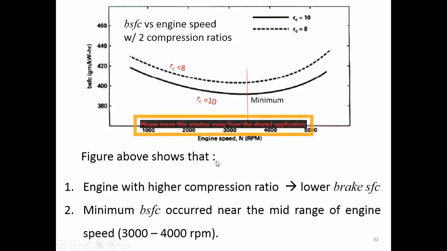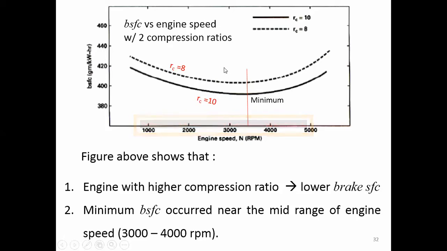Now, if I make a plot of the BSFC, the brake specific fuel consumption, against the engine speed for different compression ratios, for example, in here we have the compression ratio equal to 10 and compression ratio equal to 8, you see the change of your brake specific fuel consumption throughout the range of your engine speed.